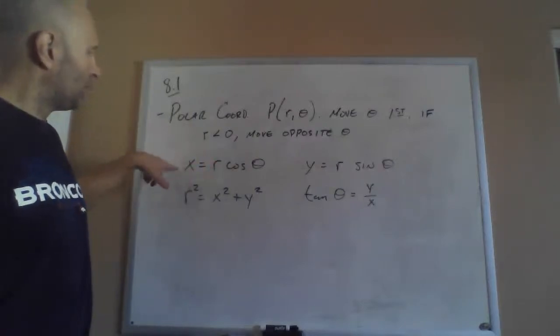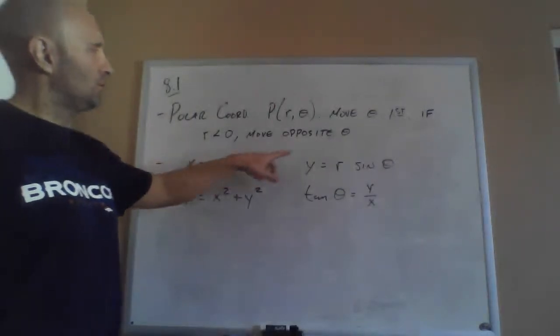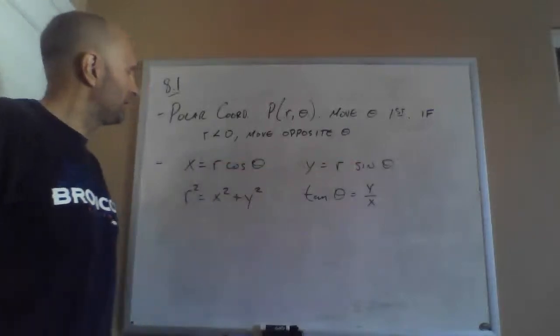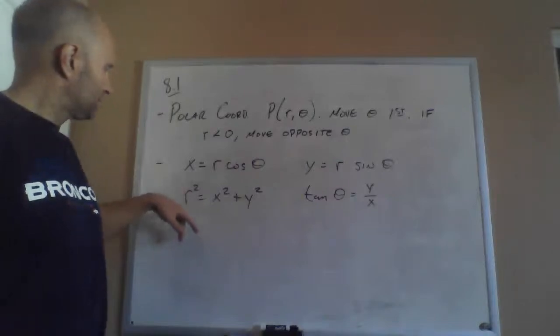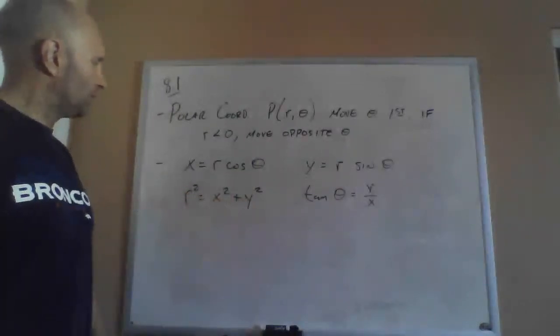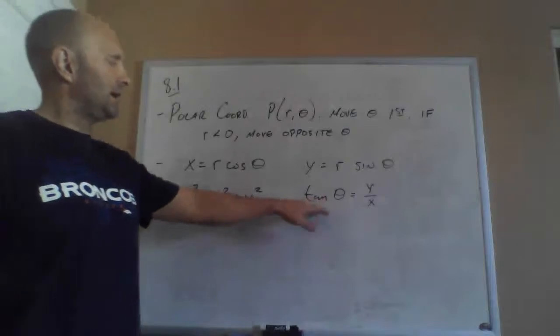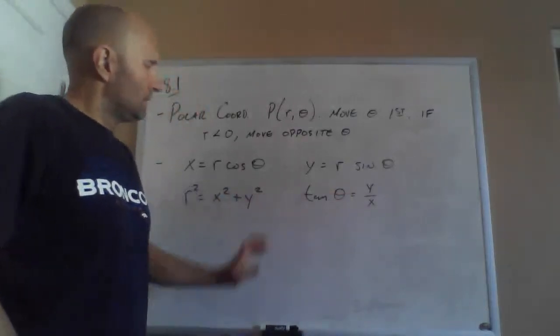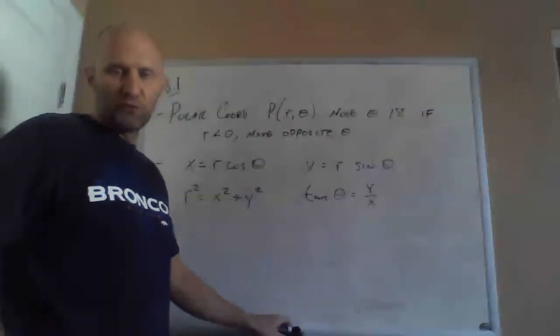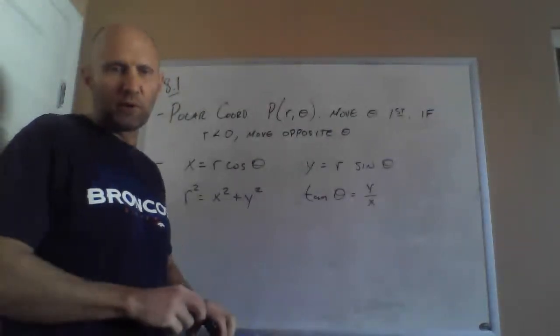All right, so the other part of 8.1 is these relationships between X, Y, R, and theta. X is R times cosine of theta, Y is R times sine of theta. Our radius squared, R squared, is X squared plus Y squared, and then tangent of theta is Y over X. So if there are no questions on any of that, we'll start getting into some problems here.